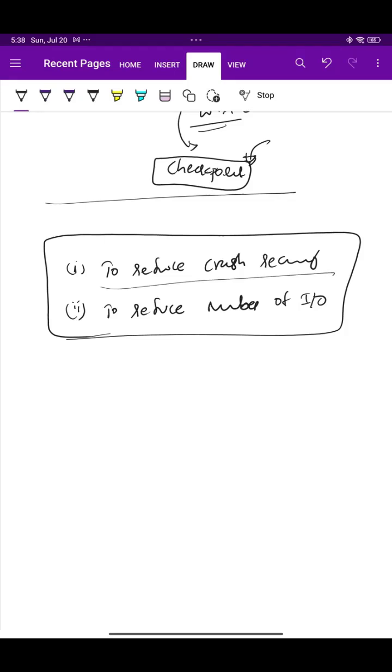Next is to reduce the number of IOs. Let us take a transaction that is committed. The transaction did some modification to a particular page. Either it inserted a row, or it did some modification, or it deleted some data.